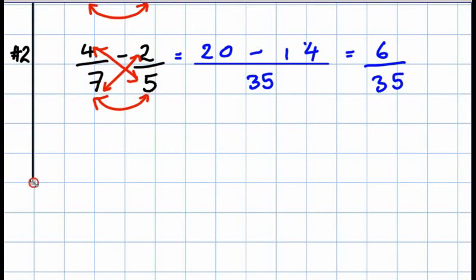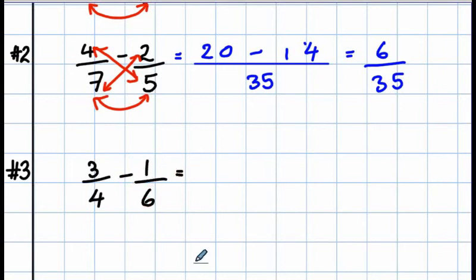Now, let's look at one more. And I'll show you what's the slight problem with this method. Here we go. 3/4 take away 1/6. So I draw my little arrows. I don't have to put the arrow heads on, boys and girls. That's just me, enjoying things.